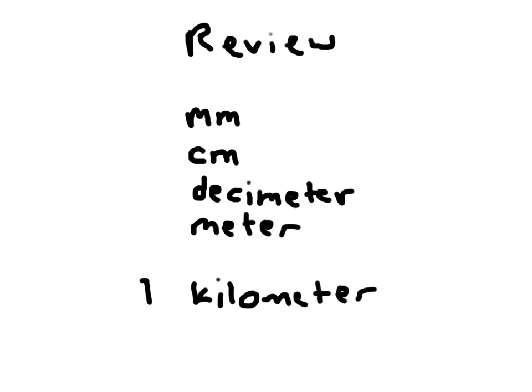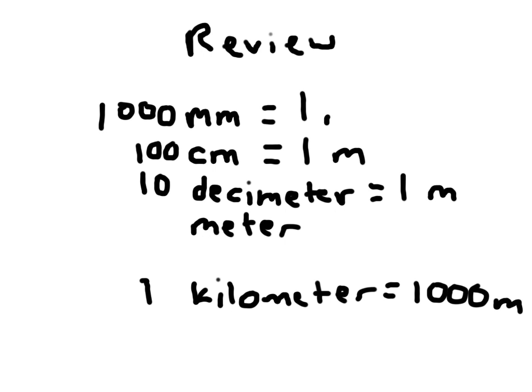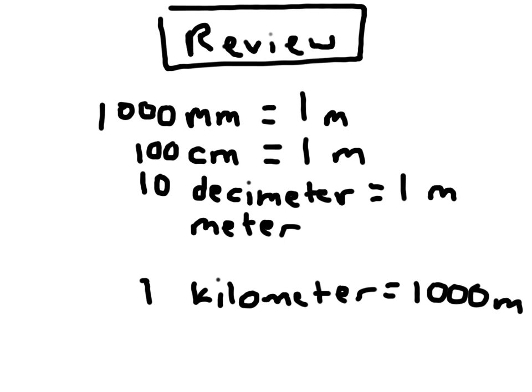where there was how many meters in a kilometer? 1,000. There was 10 decimeters in 1 meter. There was also 100 centimeters in 1 meter. And in fact, there are 1,000 millimeters in 1 meter as well. So there's relationships between each and every one of those, and we can convert from them as well.